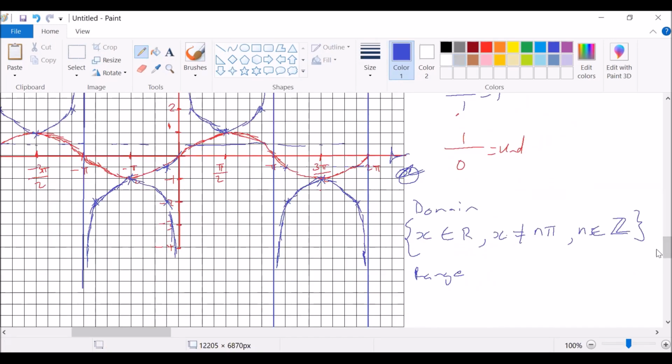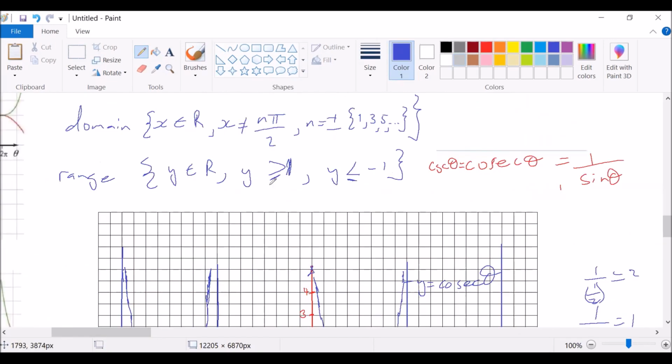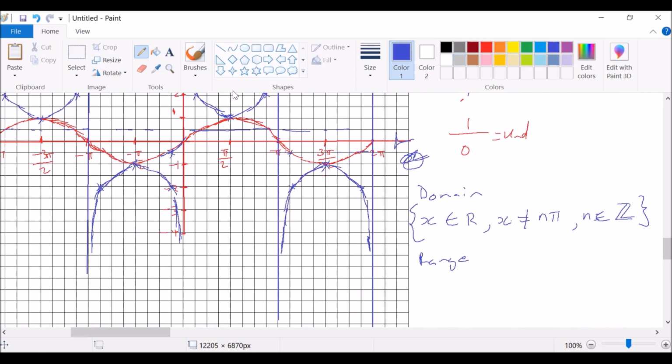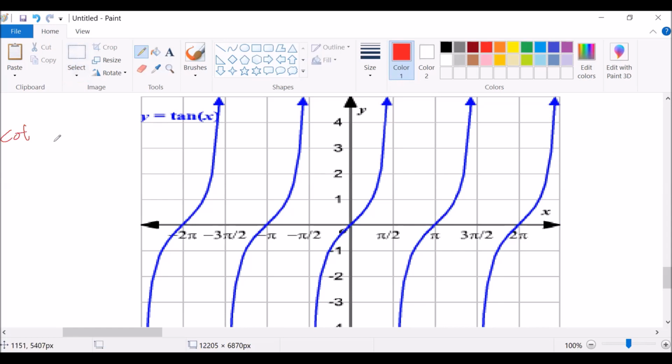For the range, it is similar to sec theta. y should be greater than 1. y should be less than minus 1. Between 1 and minus 1, we don't have any values for the graph of cosec. Okay? So we can say y is an element of real numbers, y is greater or equal to 1, y is less or equal to minus 1. That is the range. Now we look at the cotan function, which is derived from the tan function.